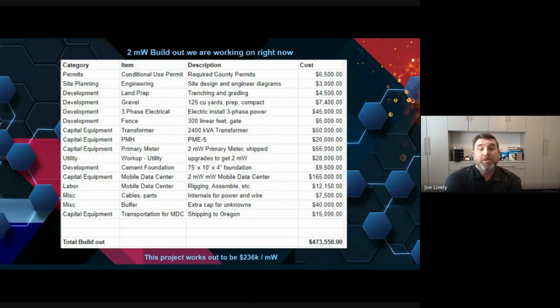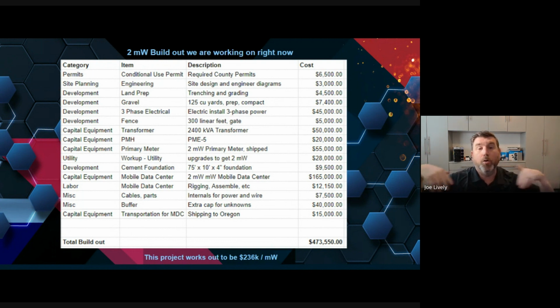I mentioned I paid $3,000 for the site design. That's going through and doing the engineer diagrams that I could hand to the permitting office, as well as to the contractor, the utility, and my electrical person who's doing that. They all need to be speaking a common language and have an understanding of your plan. To do that could be as much as $300,000 or as little as $3,000.